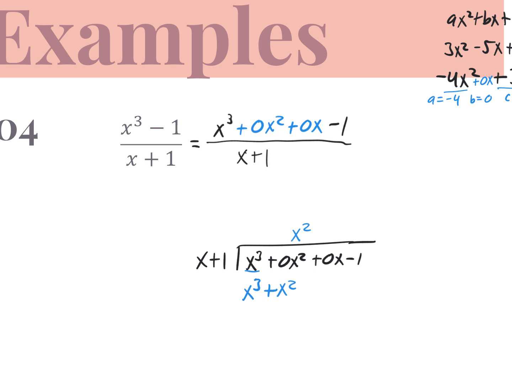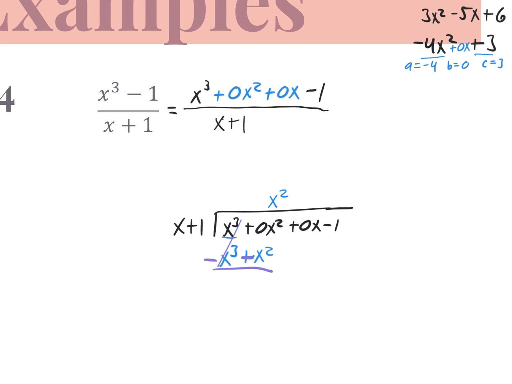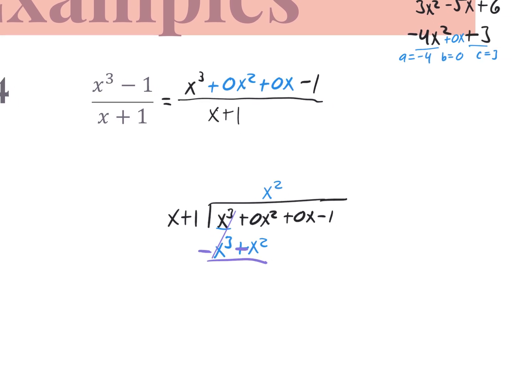All right, so just distribute that x squared term to x plus 1. And then subtract. When you subtract, you change the sign. X cubed minus x cubed goes away. 0x squared minus x squared is going to become a negative x squared. And then you bring down your next term. Our next term is our placeholder, plus 0x.